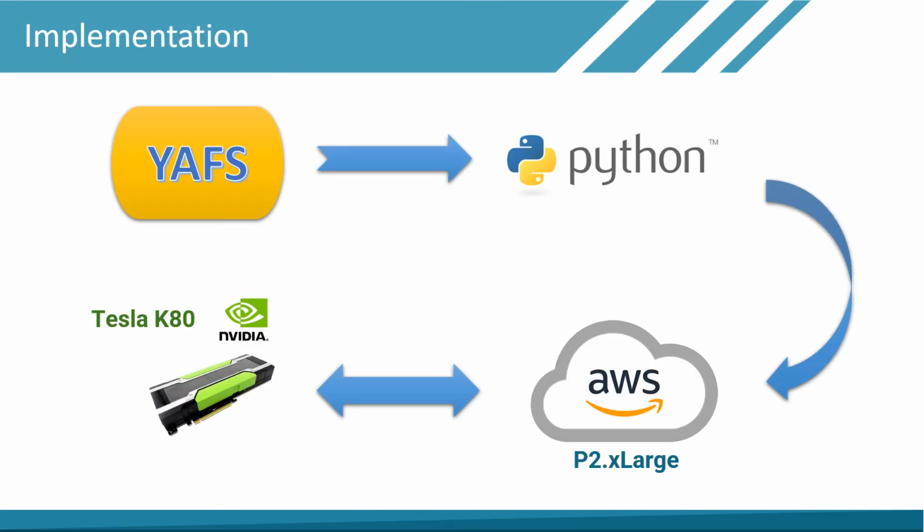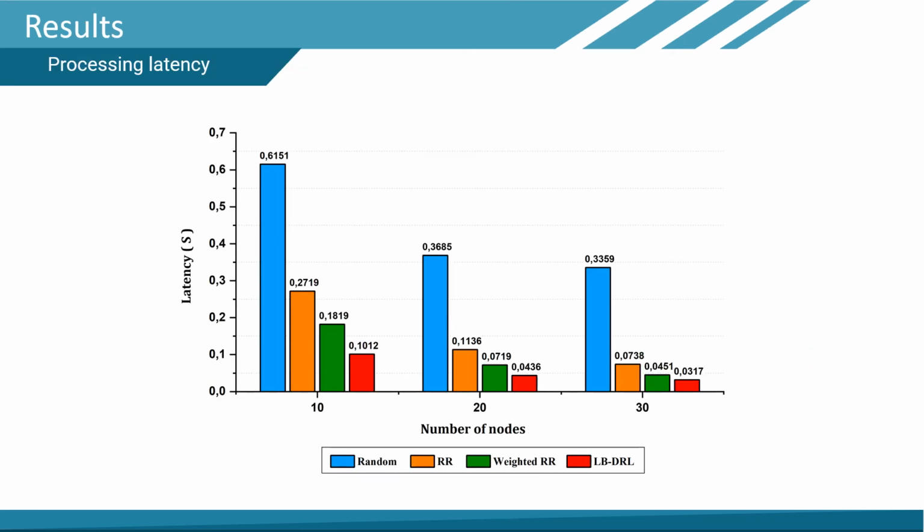So we use a programming interface, YAFS, for the simulation of the system, developed with Python. Then we use a Cloud P2.x large instance on Amazon Web Services based on Tesla K80 graphics card to carry out the learning sessions. For the processing latency, we can clearly notice that our technique significantly minimizes the latency time compared to other strategies like random, round robin, and weighted RR.